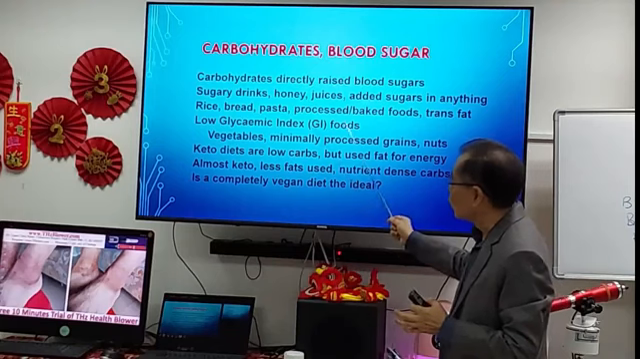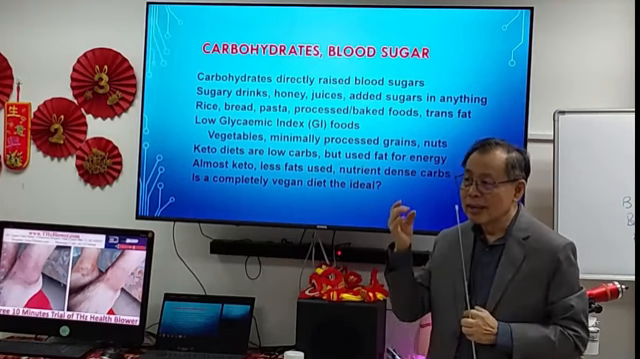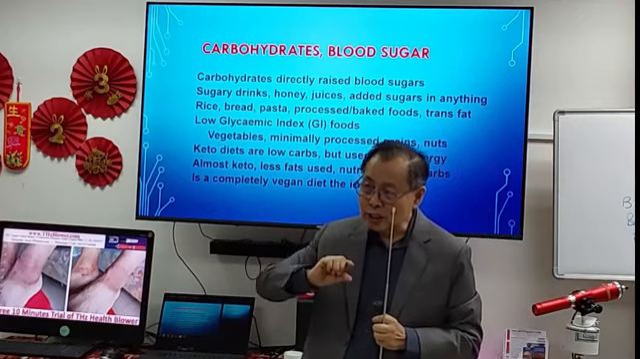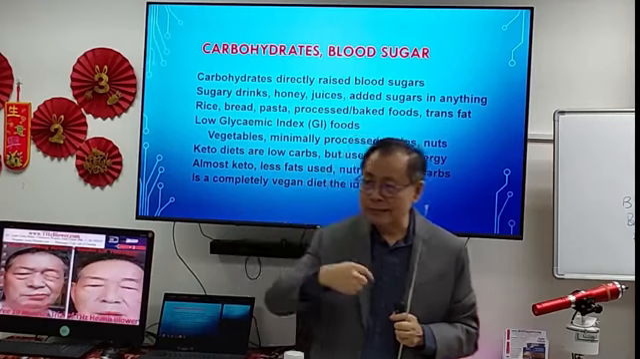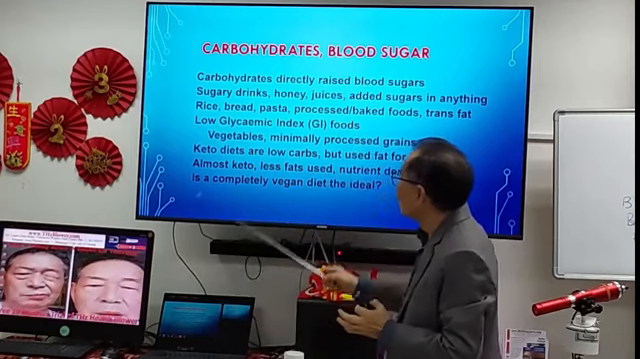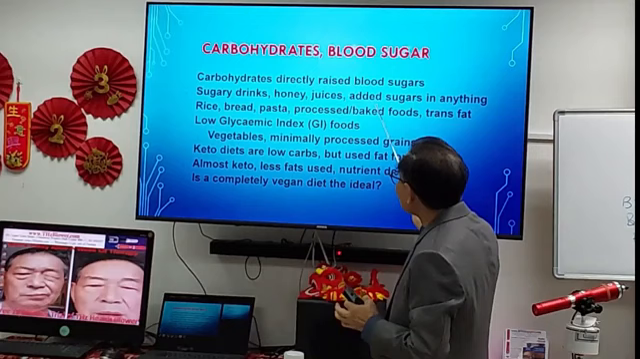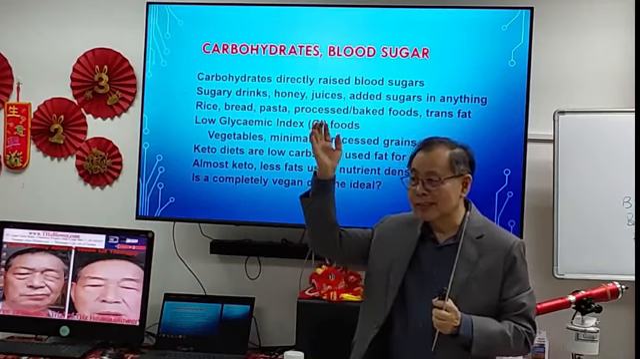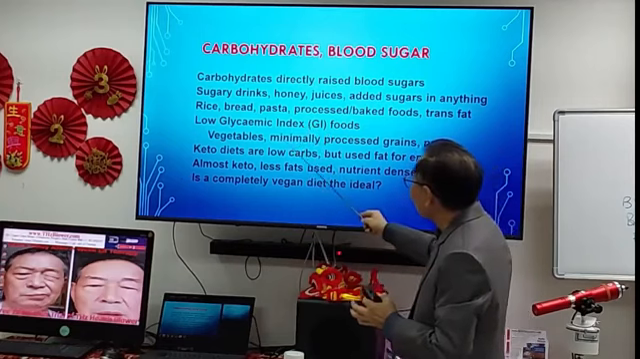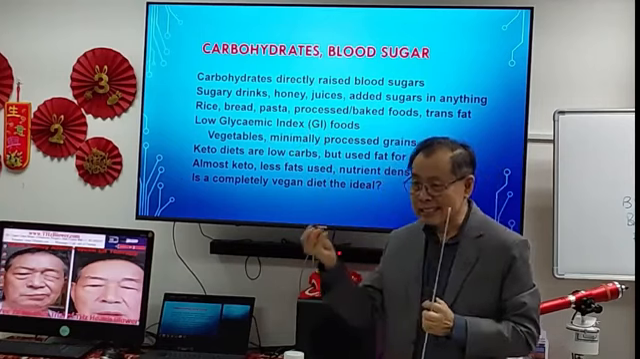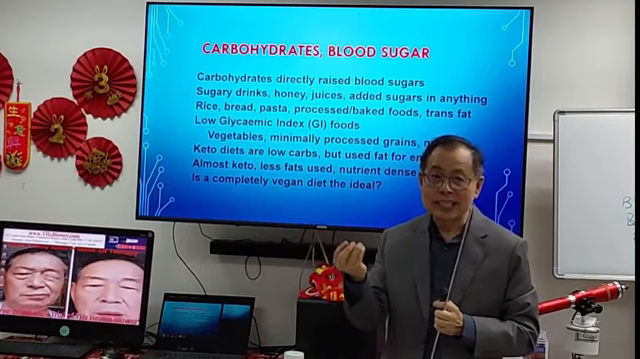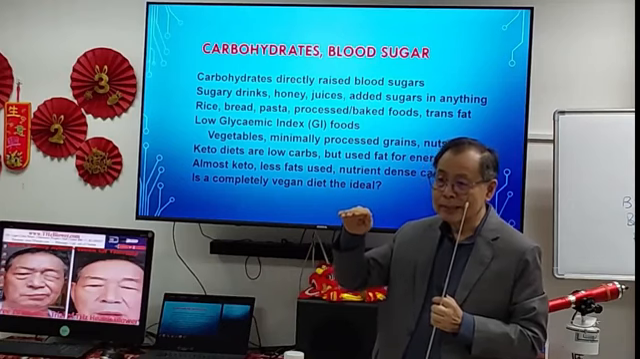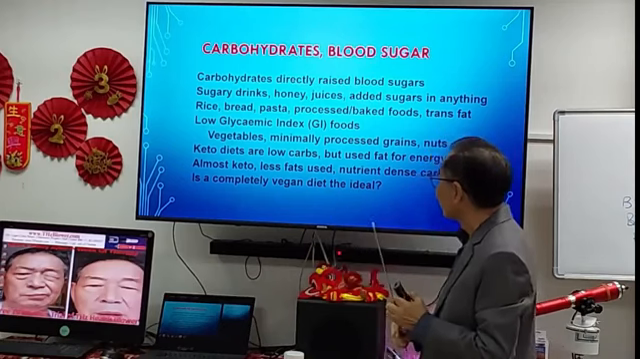Take low GI fruits. You know what's low GI? Glycemic index is the index of how much you will raise your blood sugar when you take a certain food. So all this carbohydrate are high GI. That means when you take it, your blood sugar rises very high. Low GI foods are vegetables, nuts, whole grain. They have lower blood sugar after you eat them. These are called low GI foods.